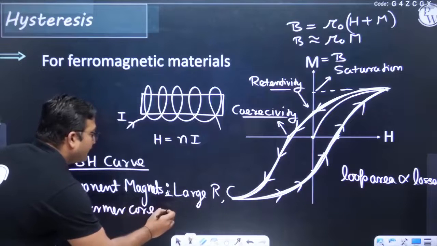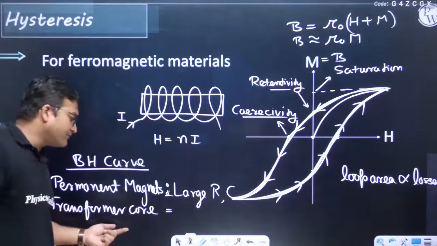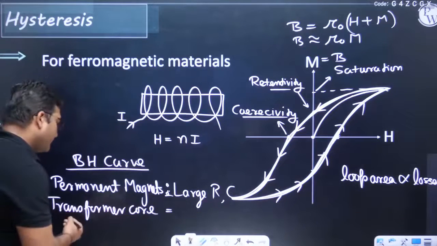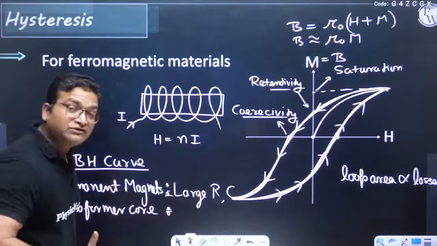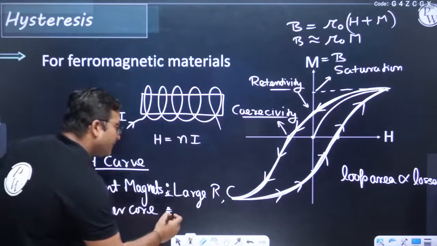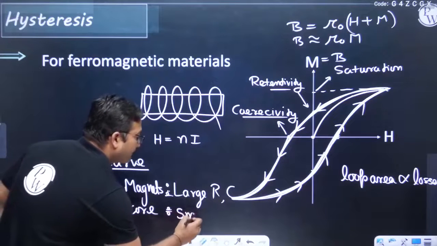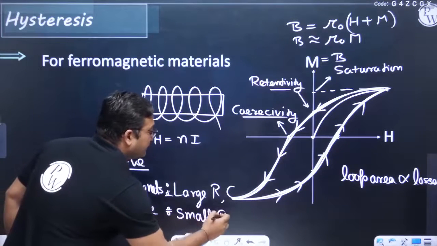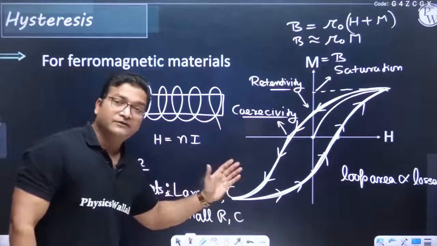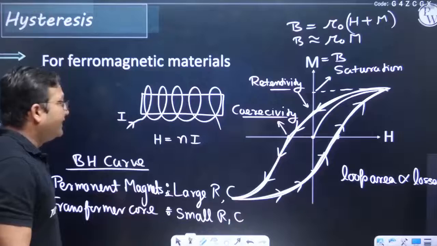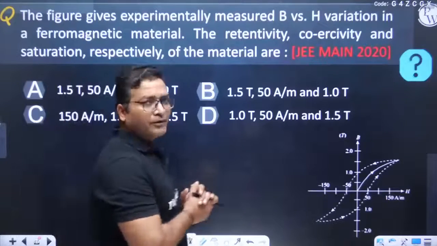So remember, this is also valid for electromagnets, generators or motors. For the core of a transformer or any alternating instrument which always performs some operation, we must have small retentivity and coercivity. So remember this rule for the loop, and let us see a few problems based on this.